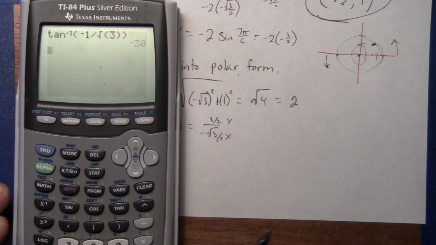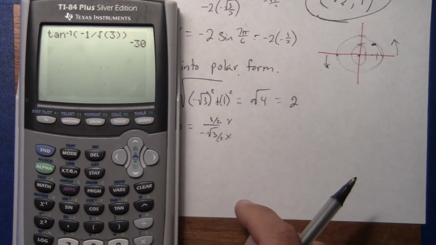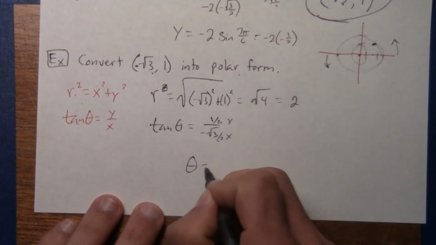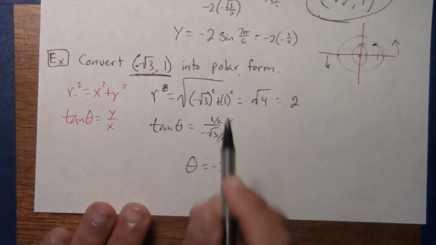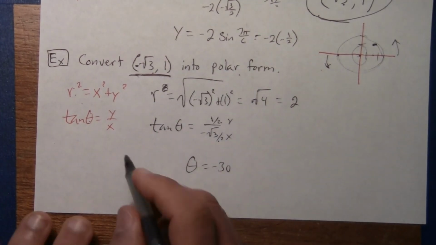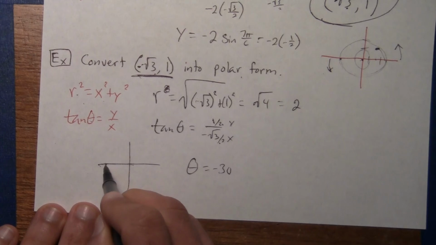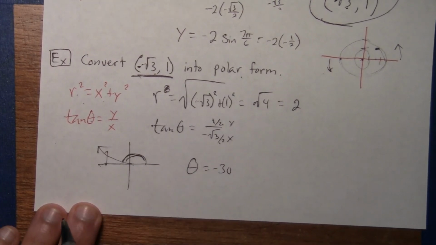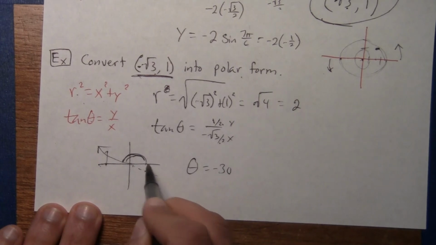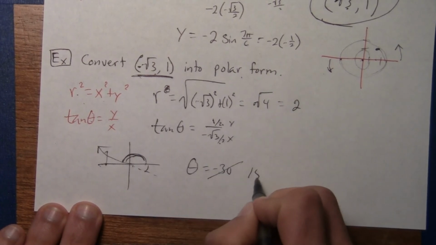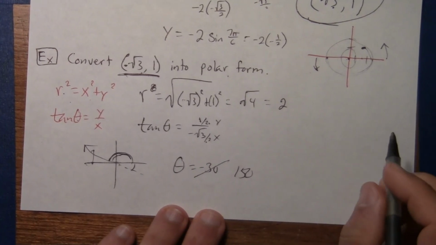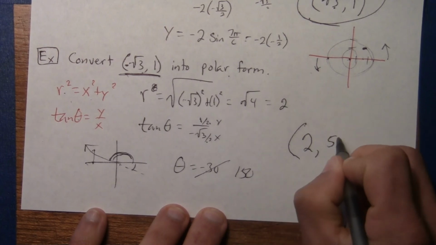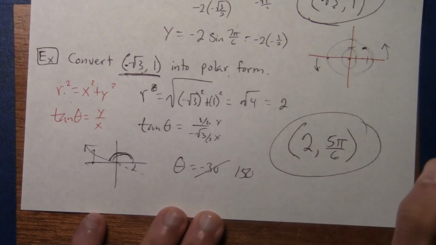And like I always mention in class, you have to be very careful when you use your calculator because your calculator only knows restrictions. So when your calculator tells you that theta is negative 30, you need to look back at these points and ask yourself if that makes sense. Well, negative square root of 3, 1, that puts me over here. That is not negative 30 degrees. So realistically, I'm looking at 150, or 5 pi over 6. So my polar form equation would be 2, 5 pi over 6. And there it is in polar form.